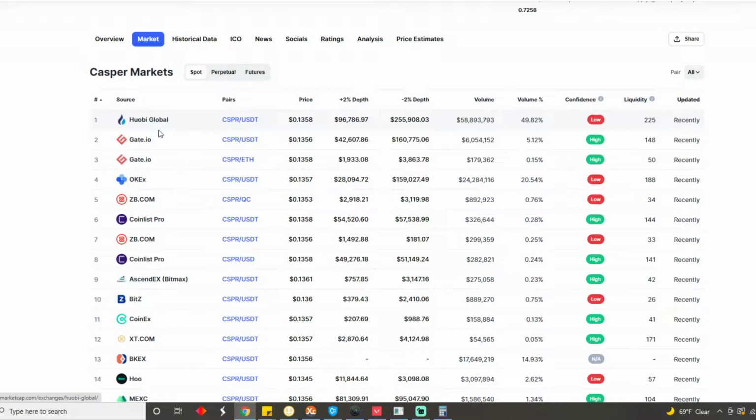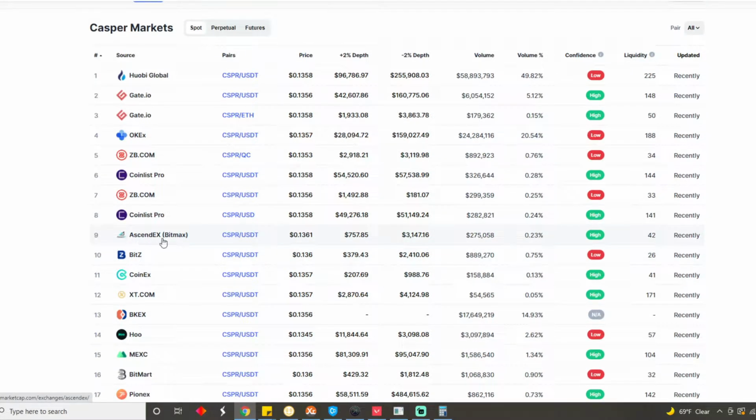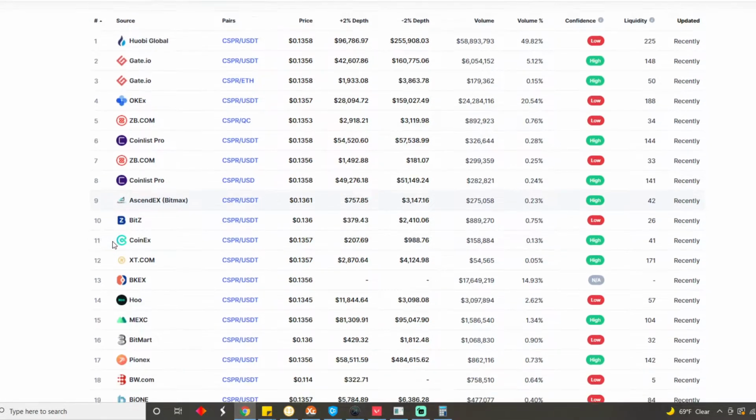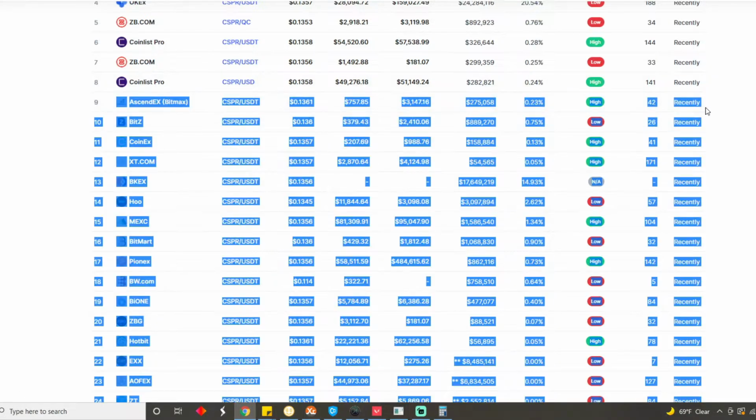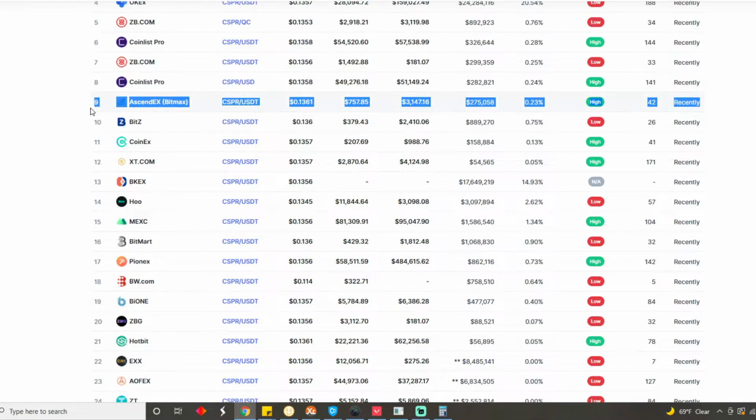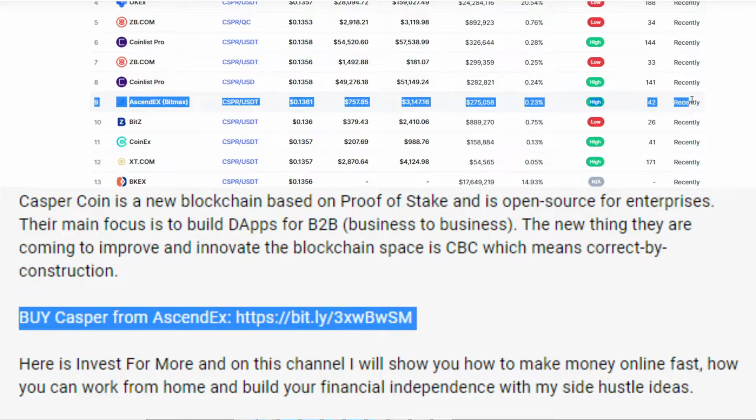So you have Huobi, Gate.io, OKX, ZB.com, CoinList Pro, ZB.com again, CoinList Pro, AscendEX, Bitmax. I do recommend this one. This is the way I'm buying Casper. BKX, MEXC, Bitmart, AscendEX. It's the Bitmax. If you remember Bitmax, it's old in the crypto space and it's an exchange. So I'm using this one.